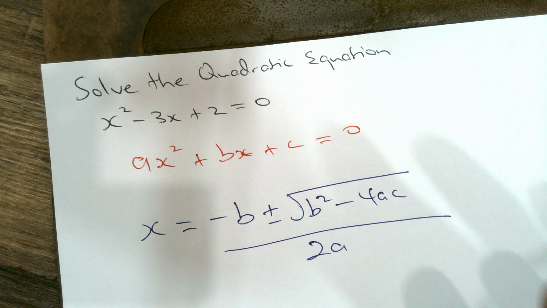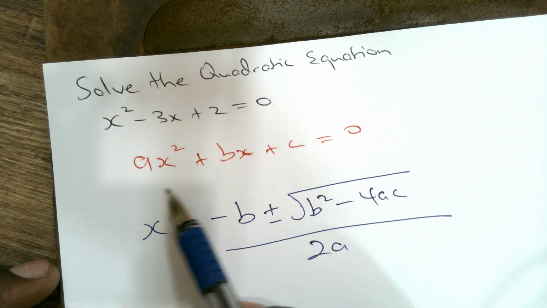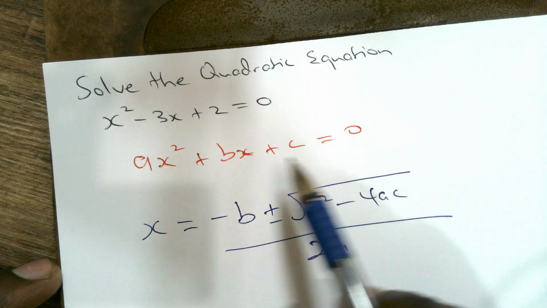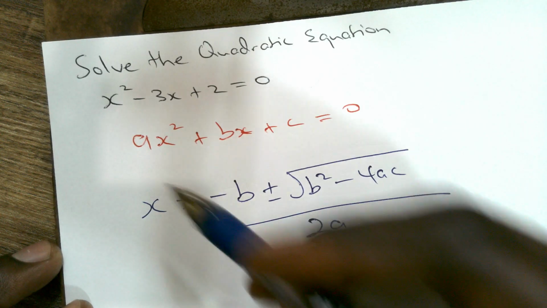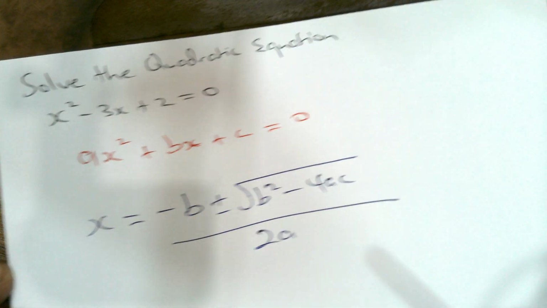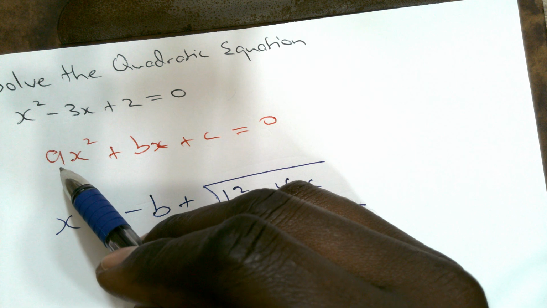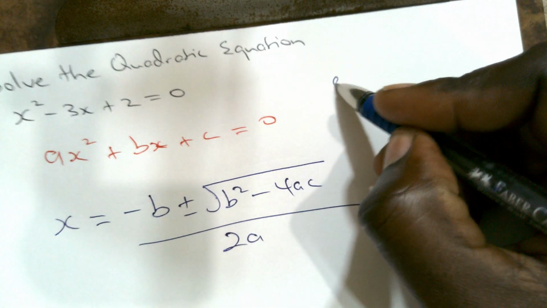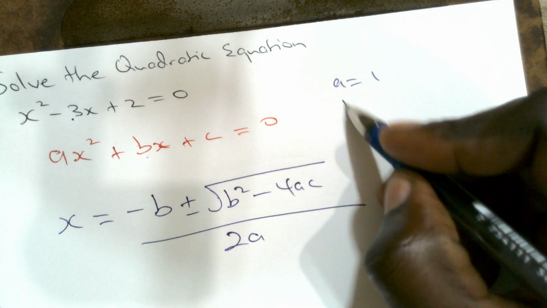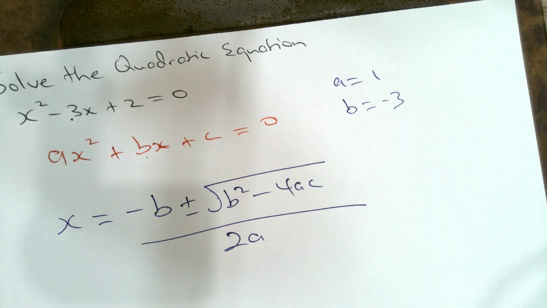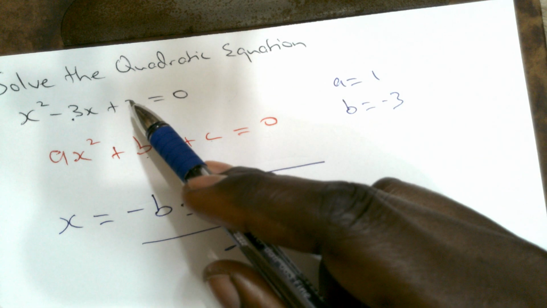Before we solve any quadratic equation, we need to establish the values of the numerical coefficients. We do that by comparing the standard form of the quadratic equation with the actual quadratic equation. If we put them side by side and compare, we get a is equal to 1, b is equal to minus 3, c is equal to 2.